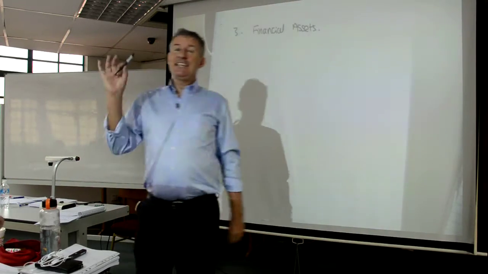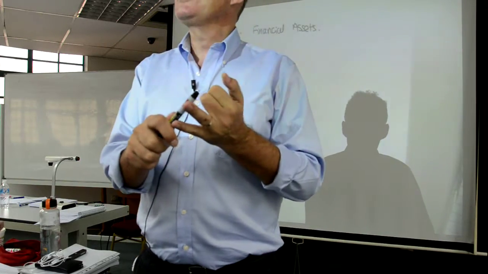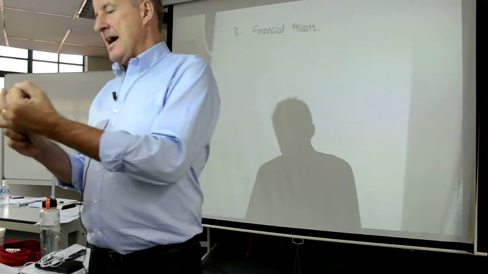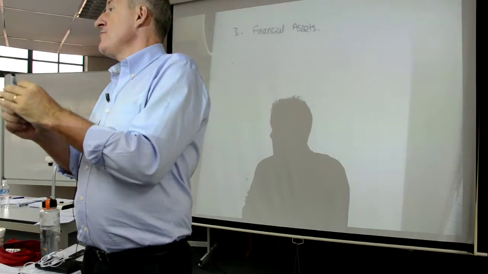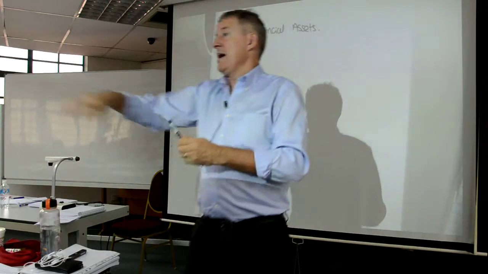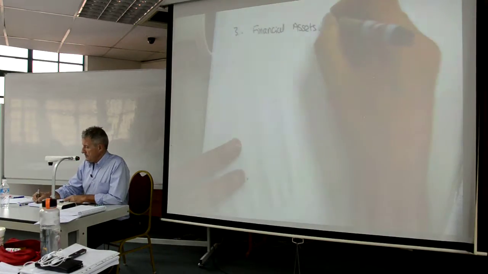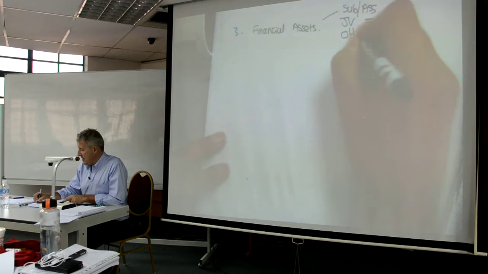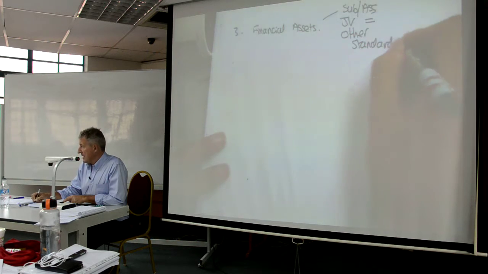By the way, these standards don't cover subs, don't cover associates, don't cover joint ventures. Because accounting for an investment, and accounting for a sub, an associate, a joint venture, that's dealt with elsewhere. Yeah? So I don't know whether I need to make a big fuss about that. Subs, associates, joint ventures, they have other standards that deal with their accounting.